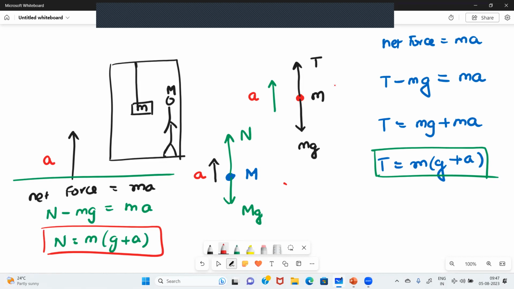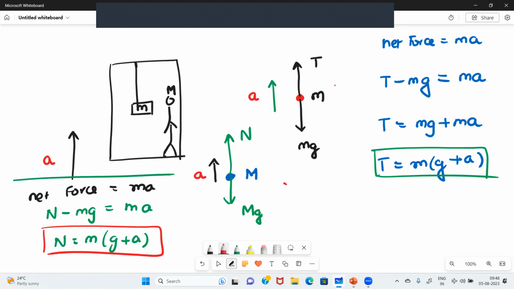Now, 2 points to be driven here. Point number 1. When the lift is moving up with an acceleration a, the effective acceleration is what? Is it g, g minus a or g plus a? g plus a. The first bench, not to talk. I've invited you to the front so that you listen better. Okay. So g plus a is the effective acceleration. Clear?